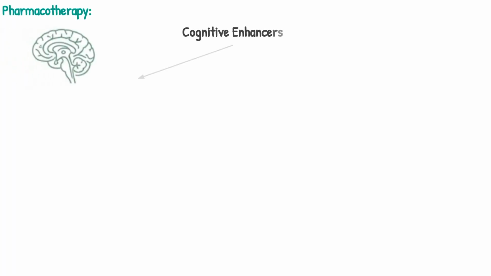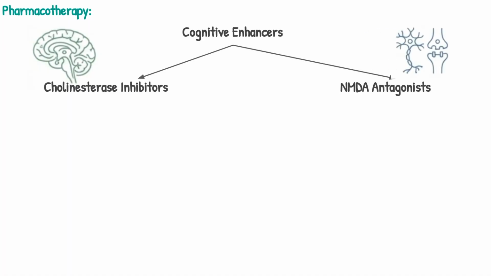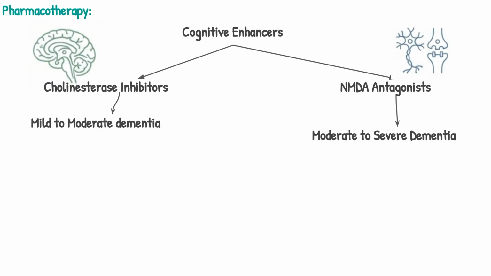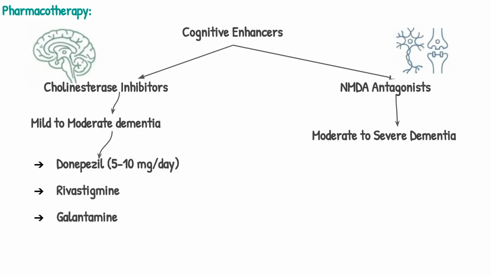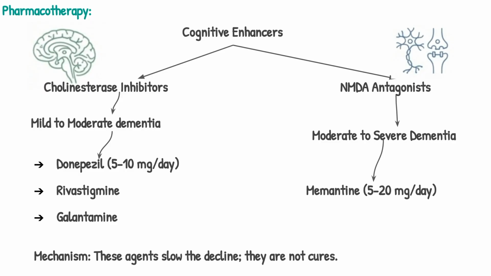Pharmacotherapy for dementia includes cognitive enhancers. The main groups are cholinesterase inhibitors and NMDA antagonists. Cholinesterase inhibitors are used in mild to moderate dementia. NMDA antagonists are used in moderate to severe dementia. The commonly used cholinesterase inhibitors are donepezil, 5 to 10 milligrams per day, rivastigmine, and galantamine. The commonly used NMDA antagonist is memantine, 5 to 20 milligrams per day. Mechanism: these agents slow the decline. They are not cures.